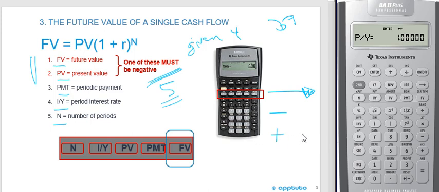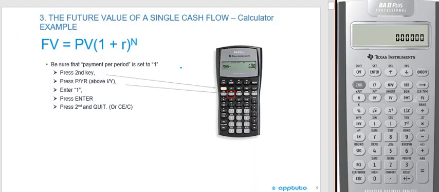I always recommend setting up the parameters properly, and therefore you don't have to make any adjustments to your answer, any adjustments with your inputs. Okay? So again, those are the keystrokes, the important keys that you need, and we'll walk through some problems and increase your familiarity with the financial calculator.